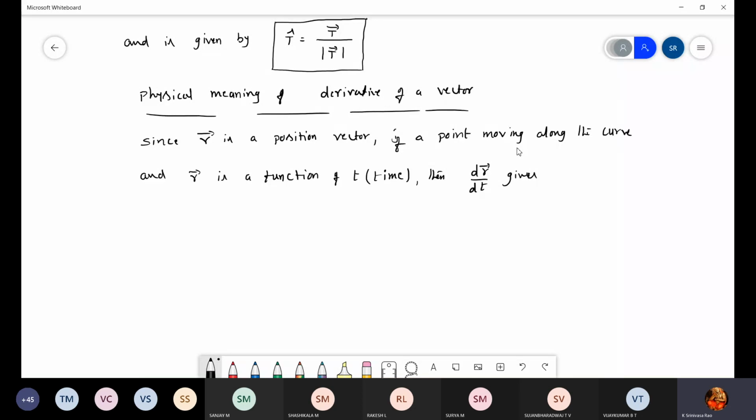What is it? It is a definition of what? A physics term. Velocity. Very good. Okay, the definition of velocity: the rate of change of position of a particle with respect to time is nothing but velocity.